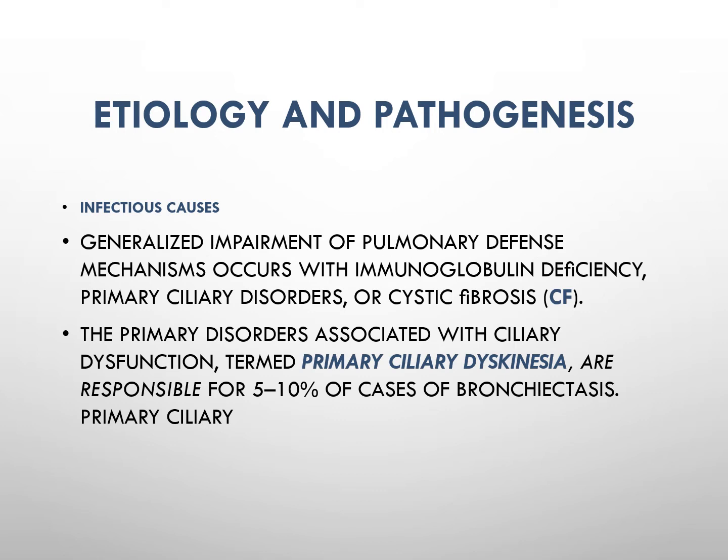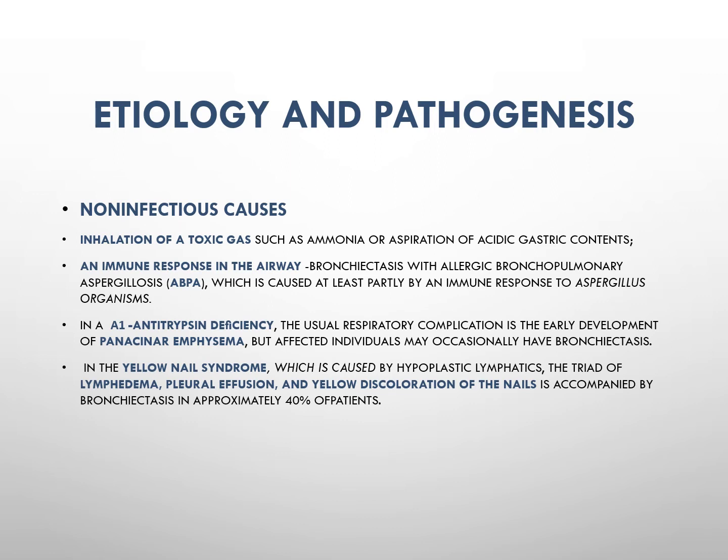Generalized impairment of pulmonary defense mechanisms occurs with immunoglobulin deficiency, primary ciliary disorders, or cystic fibrosis. The primary disorders associated with ciliary dysfunction, termed primary ciliary dyskinesia, are responsible for 5 to 10% of cases of bronchiectasis. Non-infectious causes are inhalation of a toxic gas such as ammonia or aspiration of acidic gastric contents.